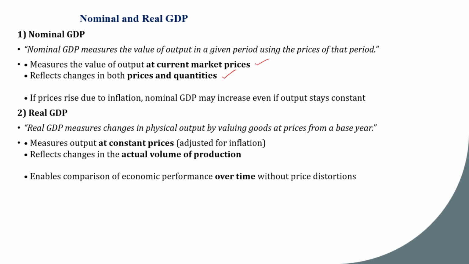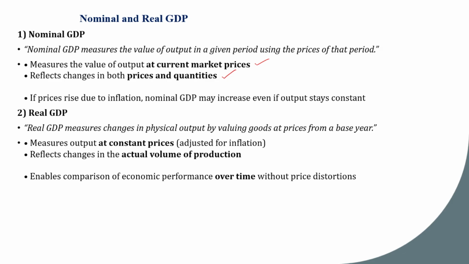Then coming to real GDP, it measures changes in physical output by valuing goods at prices from a base year. So, it measures output at constant prices, that is, adjusted for inflation. That means if we are using 2020 as the base year for the 2025 GDP, then we convert the 2025 GDP into real GDP at the base price of 2020. Then we can easily compare the GDP of 2020 with 2025.